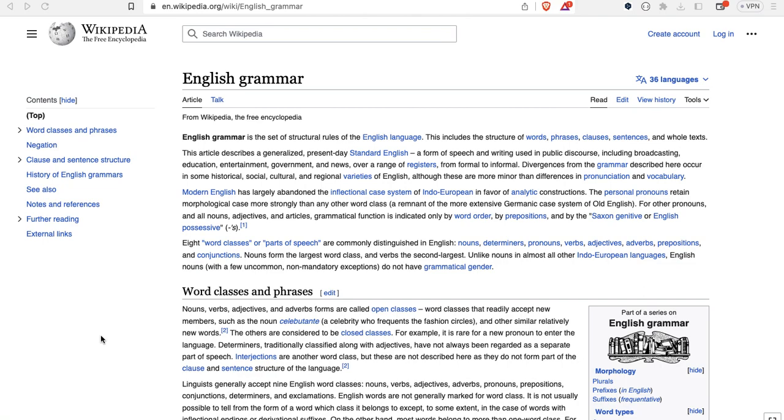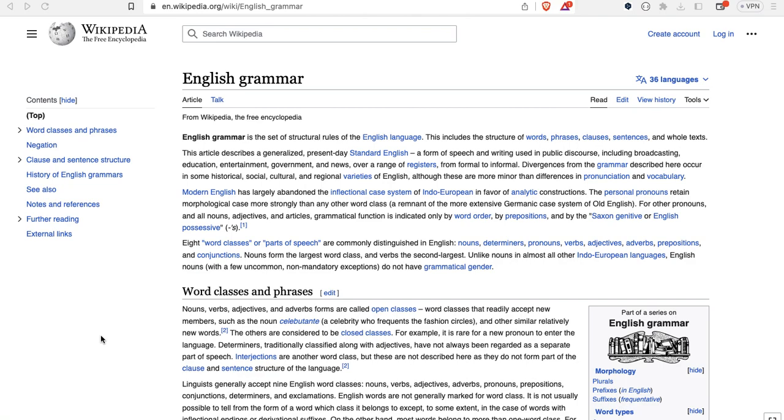From Wikipedia, the Free Encyclopedia. English grammar is a set of structural rules of the English language. This includes the structure of words, phrases, clauses, sentences, and whole texts. This article describes a generalized present-day standard English, a form of speech and writing used in public discourse, including broadcasting, education, entertainment, government, and news over a range of registers from formal to informal.